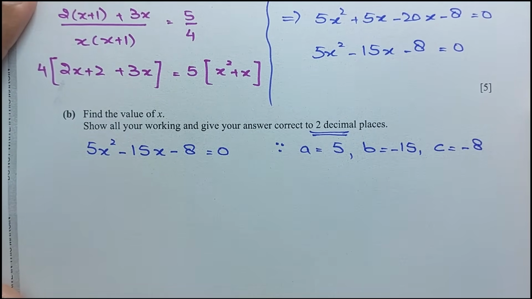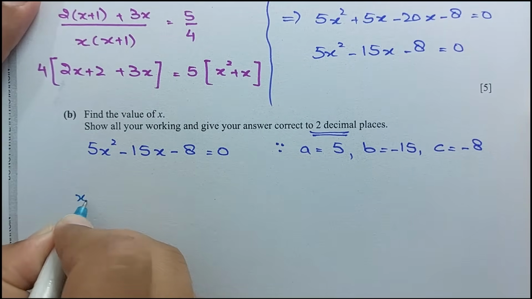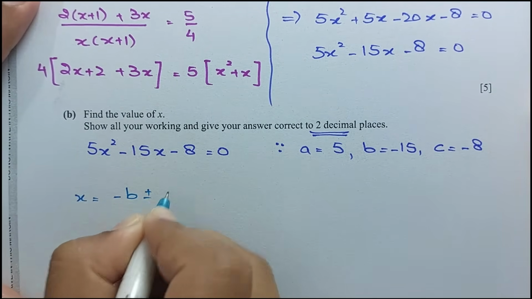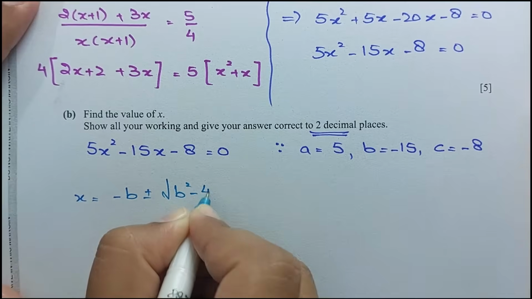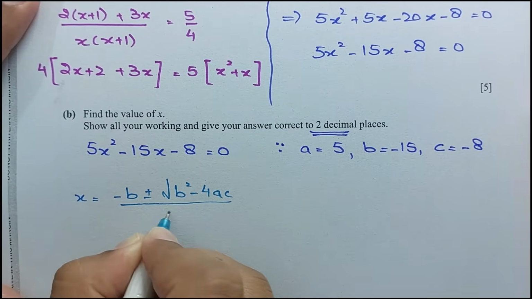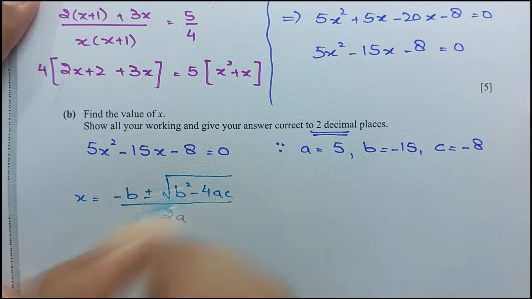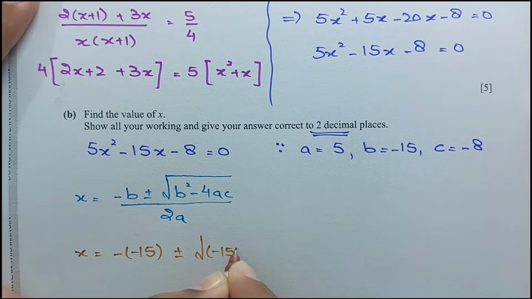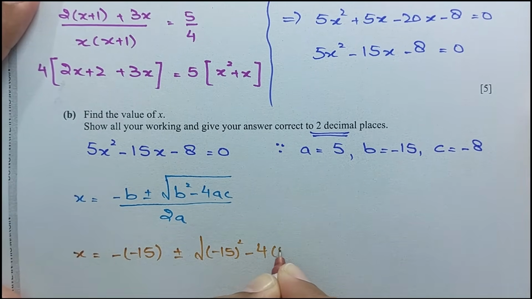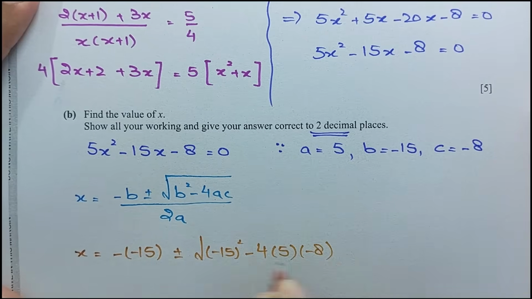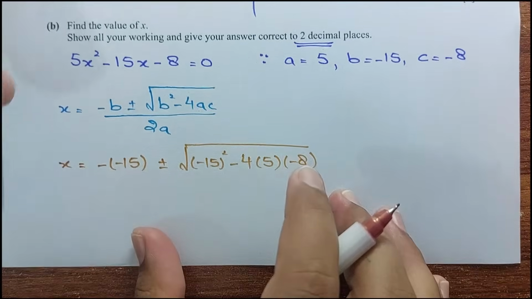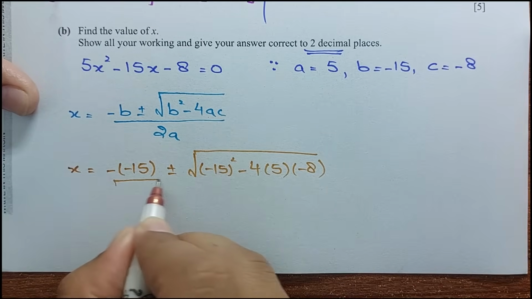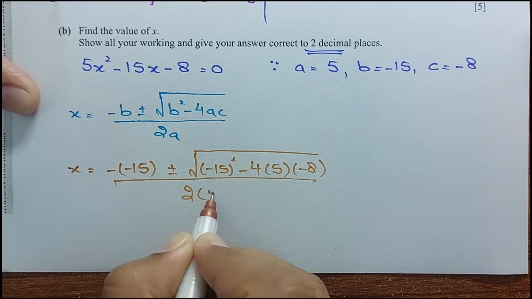Now I want to apply the quadratic formula over here. So x equals negative b plus or minus the square root of b squared minus 4ac, this whole thing divided by 2 times a. Okay, let me apply the quadratic formula. So x equals negative of b plus or minus the square root of the b value squared minus 4 times the a value times the c value, and this whole thing is going to be divided by 2 times the a value.